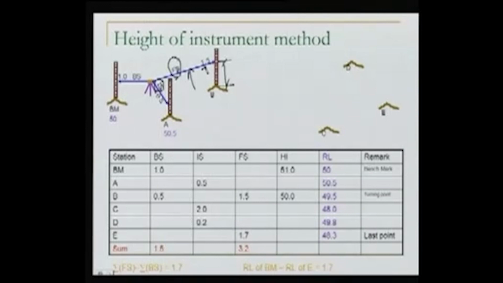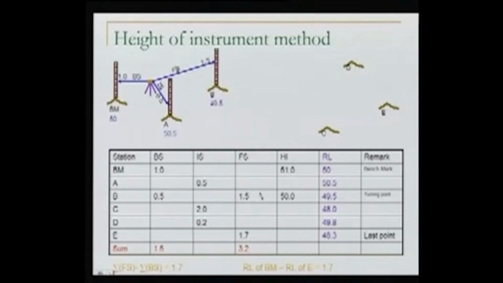Well, using the same procedure, at B I am taking a foresight. Please mind it, this is the column for foresight. So we are taking a 1.5, which is the foresight at B. Once we have done it, I can now find the RL of B, because I know the height of the instrument. So the RL of B can be found: height of instrument minus this.